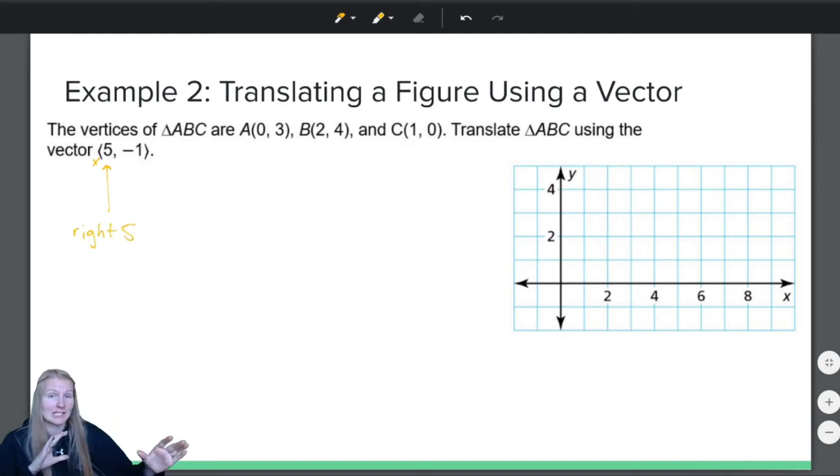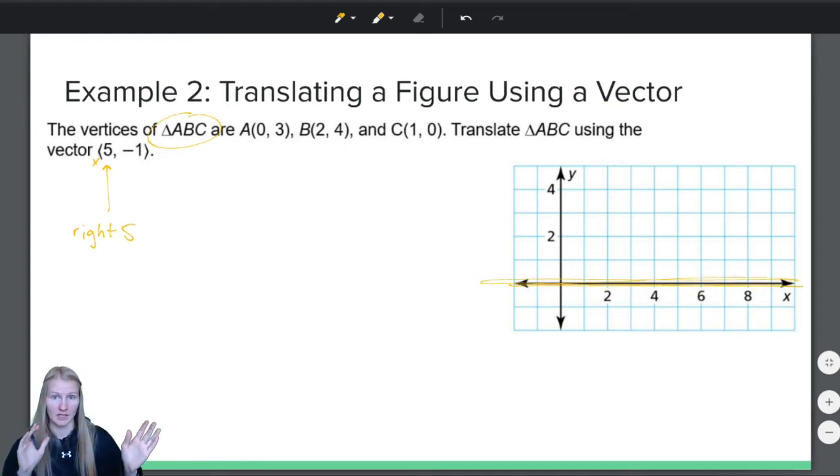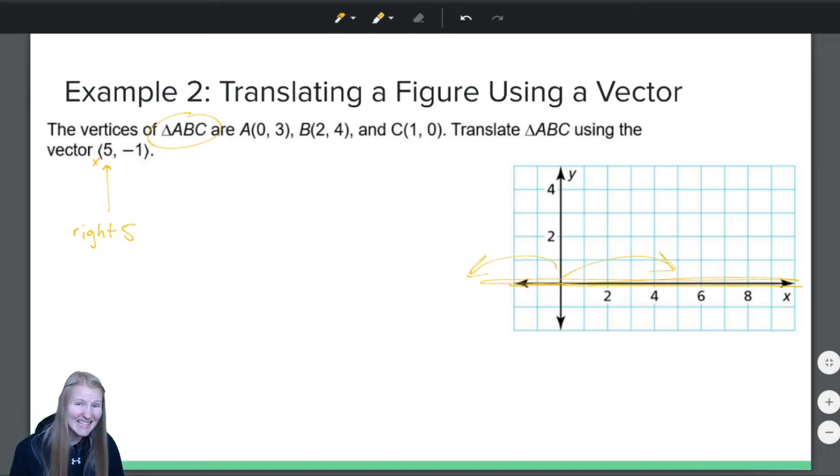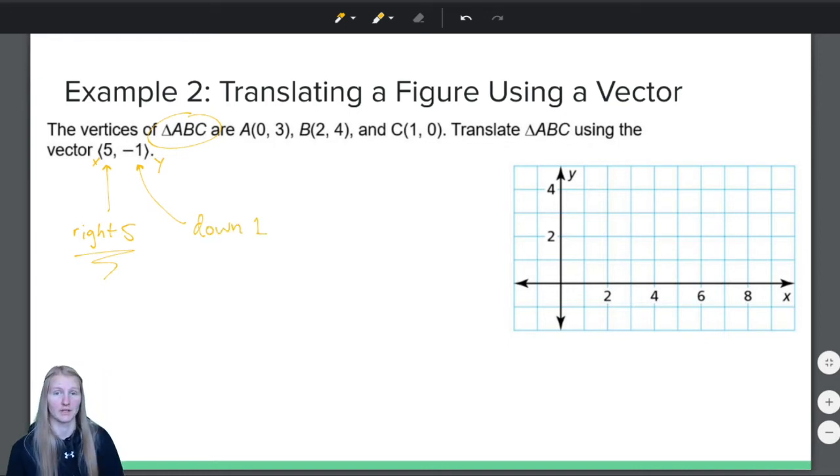is that we're going to slide our triangle 5 units to the right because the x-axis goes left and right. If I'm going positive, I'm going to the right, and if I'm going negative, I'm going to the left. So because this is a positive 5, we are going right 5. And because the second number deals with y, the y-axis goes up and down. So because this is a negative number, I'll be going down 1 unit.